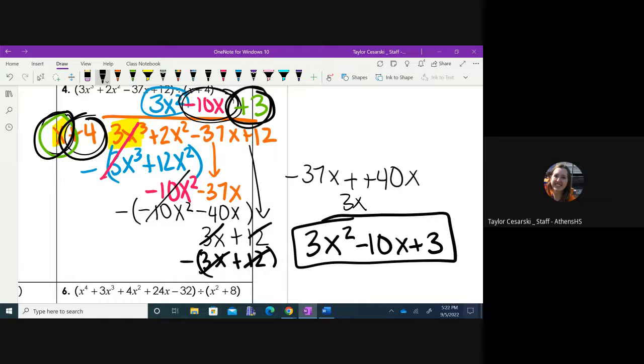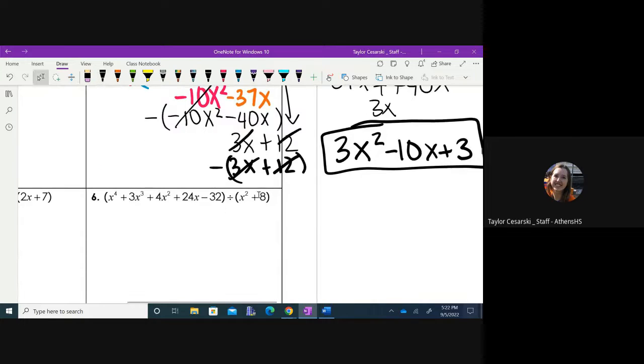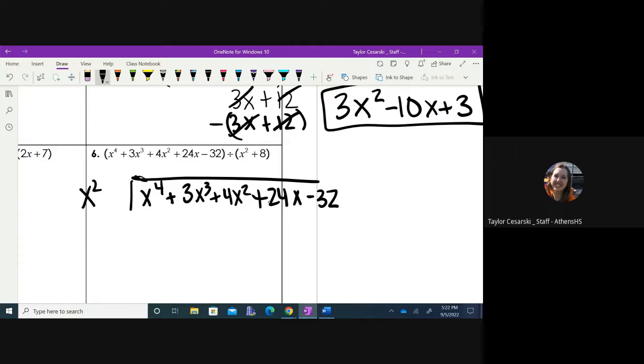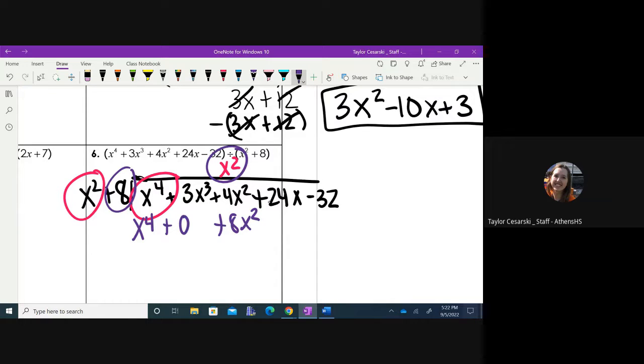All right, so let's do another example. Let's do number 6. This time I'm dividing by x squared plus 8. So x to the fourth plus 3x to the third plus 4x squared plus 24x minus 32. So same process here. You're thinking x squared times what will give you x to the fourth, and that's x squared. And then multiply both pieces. Now you'll notice when I multiply both pieces, the first one will be x to the fourth, and then it will be 8x squared. So I'm going to go ahead and write plus 0x to the third because there's no x to the thirds that I have.